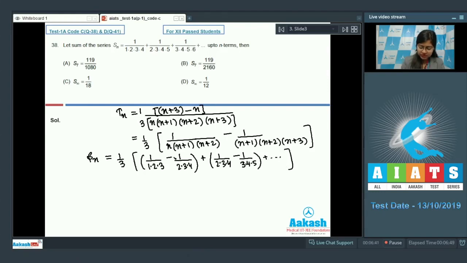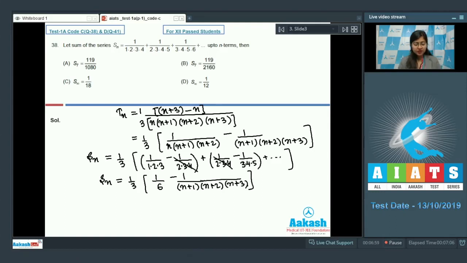Right? So these consecutive terms will get cancelled. So the sum up to n terms will be equal to 1 by 3 times 1 upon 6 minus 1 upon, putting n, we have n plus 1 into n plus 2 into n plus 3. So this is the sum up to n terms. If we talk about the sum up to infinity, then this term will become 0. So the sum up to infinity will directly be equal to 1 by 18. So option number C is correct and D is incorrect.